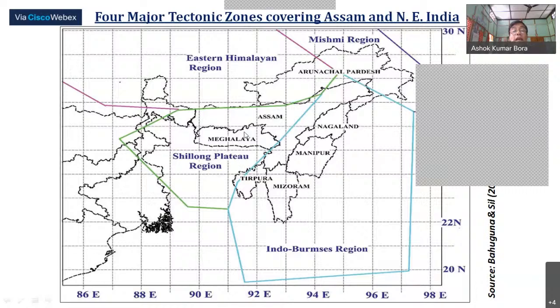Then Shillong Plateau region, and this is the Eastern Himalayan region. This Eastern Himalayan region has come up because of the collision of the Eurasian plate and the Indian plate, and the Shillong Plateau divides the Brahmaputra Valley region from the Mishmi region, and also there is a divide which separates the Indo-Burmese region and the Shillong Plateau region. My point is that in the case of Assam, directly or indirectly, Assam is under the influence of some activation of the faults as well as high intensity of tectonic activities leading to creation of earthquakes.